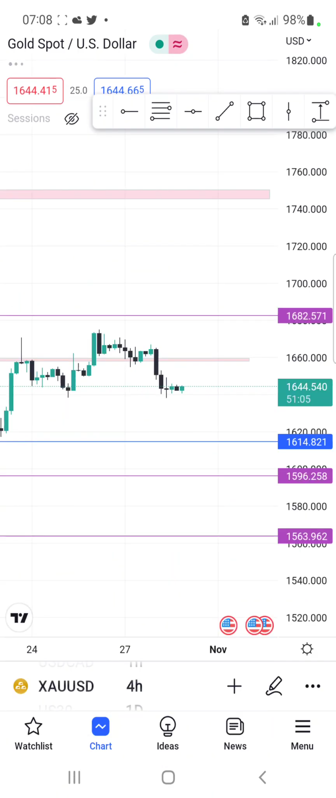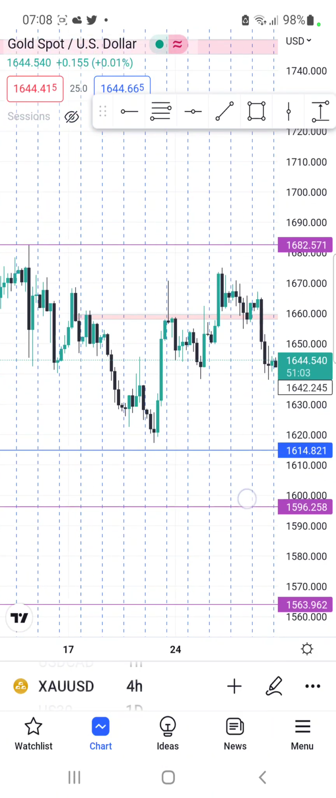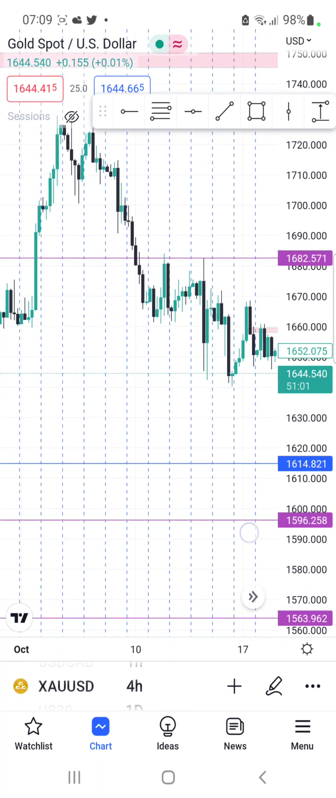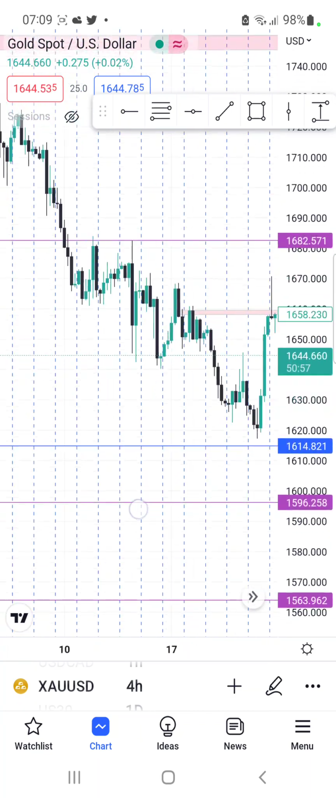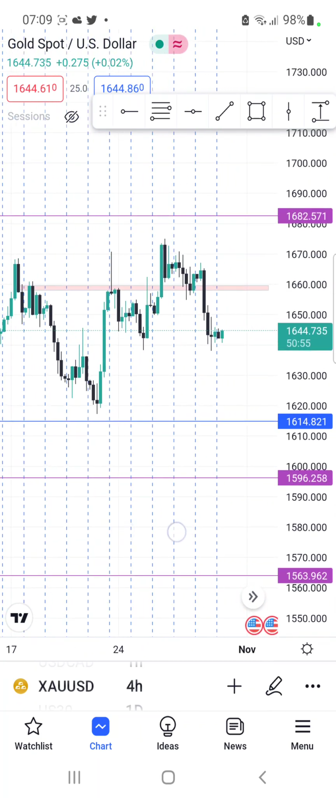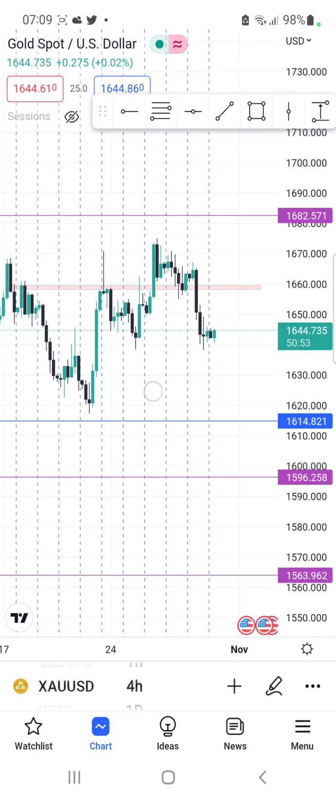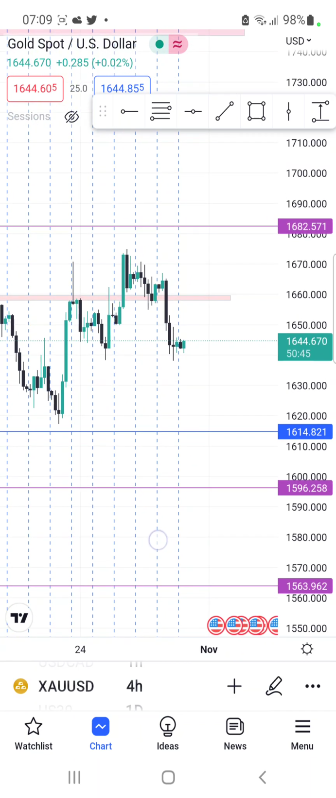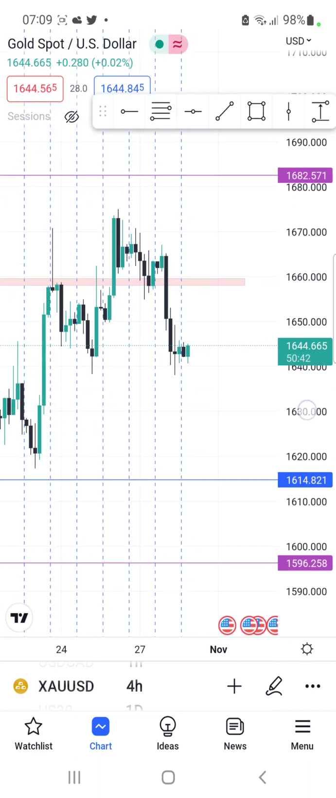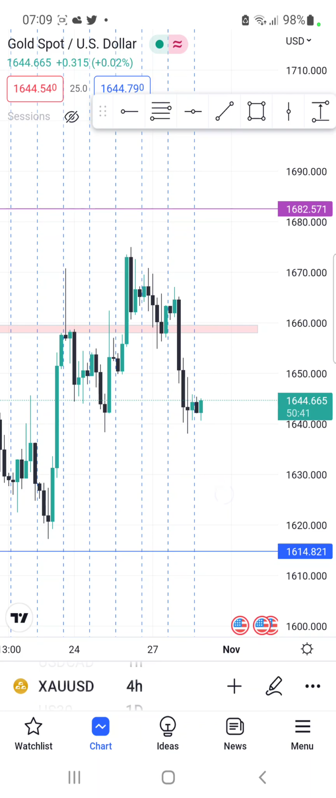So if you come to 4 hour, see what I'm talking about. The blue line I've highlighted here around 1614, that should be our target, just below this swing low here. Okay. So from the 4 hour, we'll still approach it with the same concept.